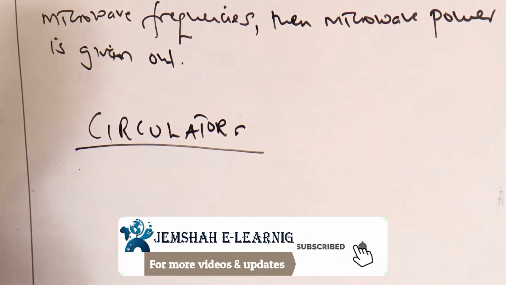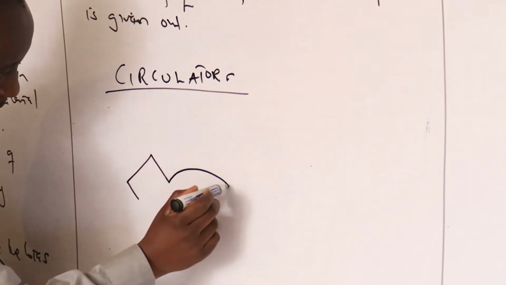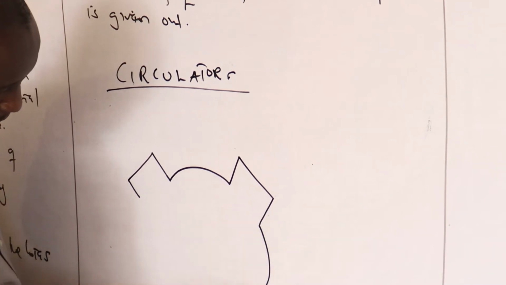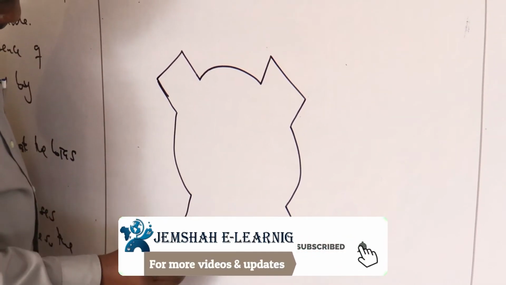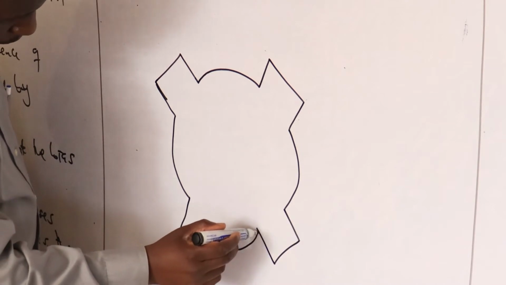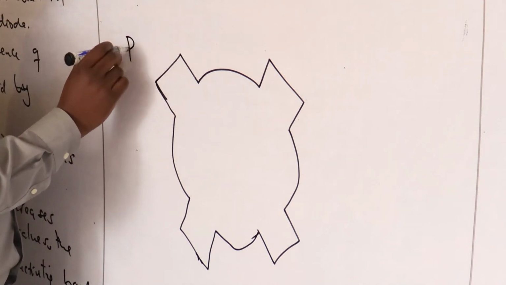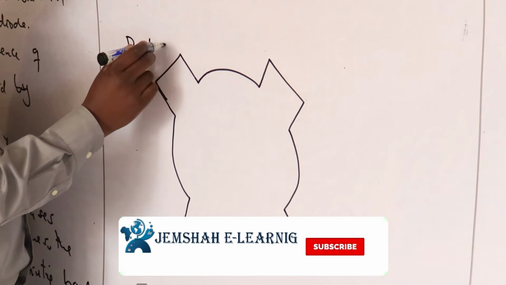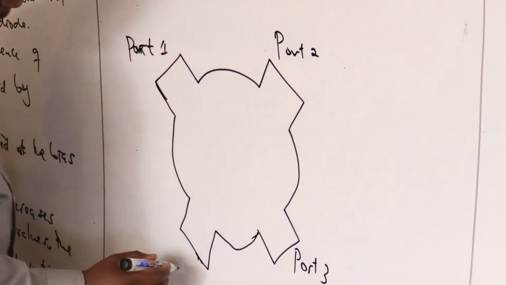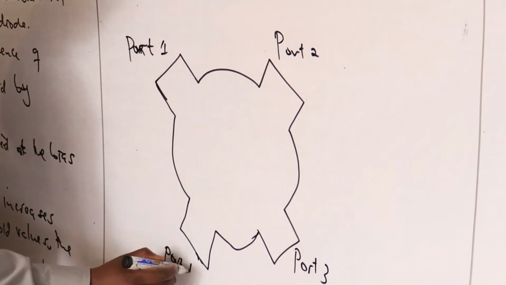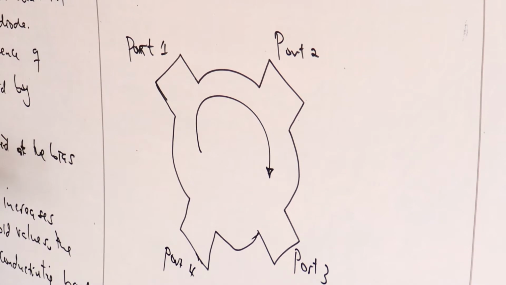With circulators, we're going to have a diagram. The diagram will appear this way. So that's what a circulator looks like.